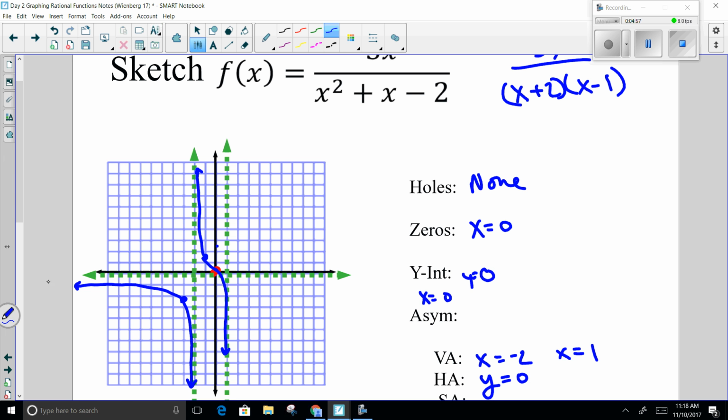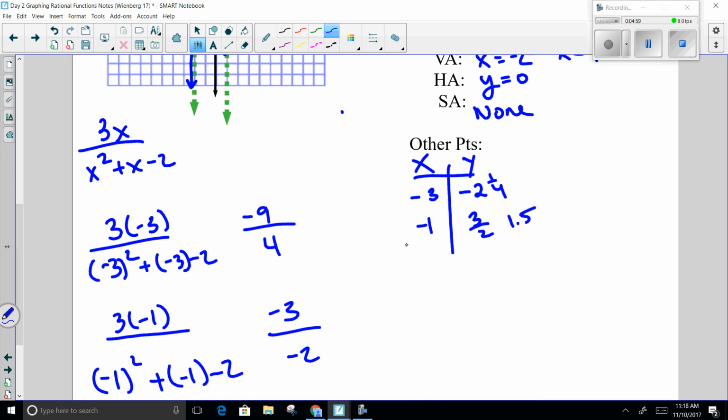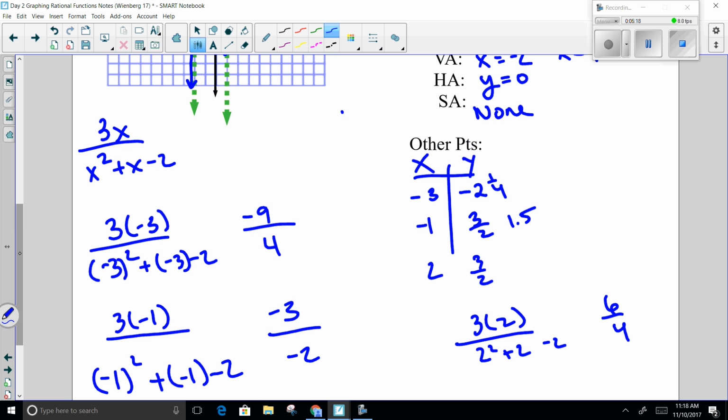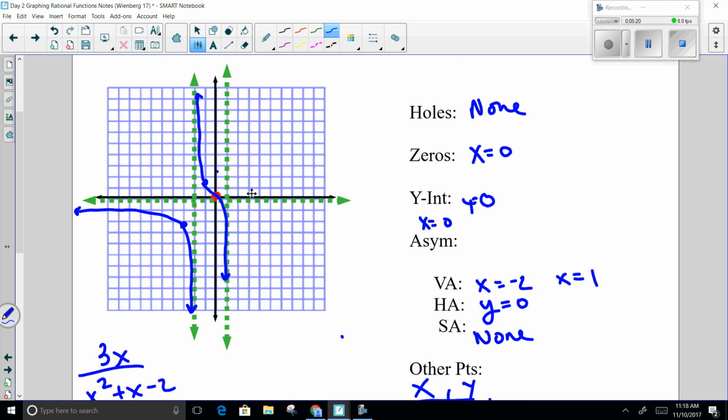And then we want to do the right side. So now I'm going to pick a number to the right, pick 2, and plug 2 in: 3 times 2 over 2 squared plus 2 minus 2. So it's going to be 6 over 4, which is 3 over 2. Then we go up here, 2, 3 over 2, which is 1.5. As it slides to the right, it's going to follow the asymptote out, going up because it can't cross through the x-axis. And that's what the graph looks like.